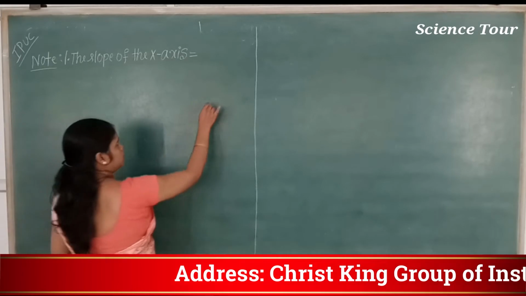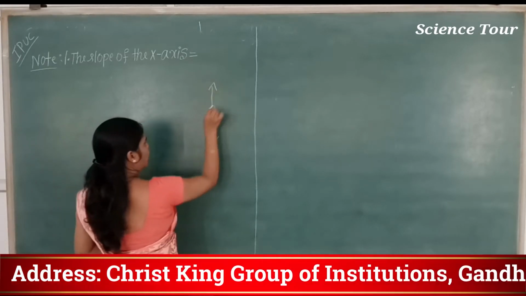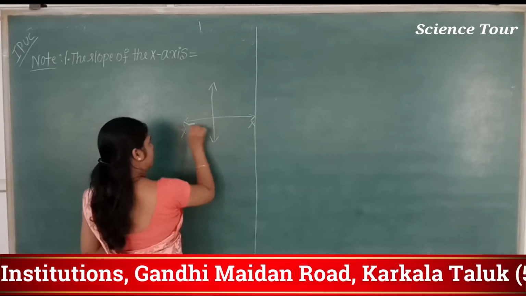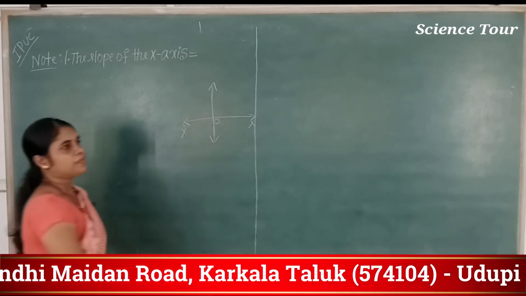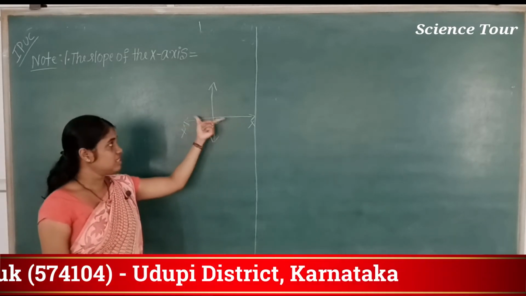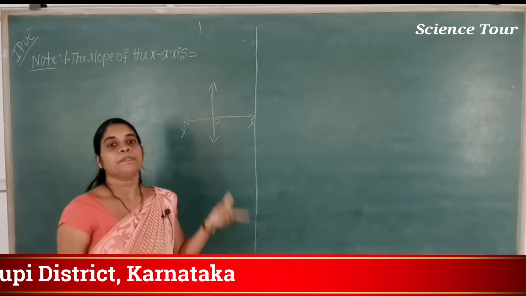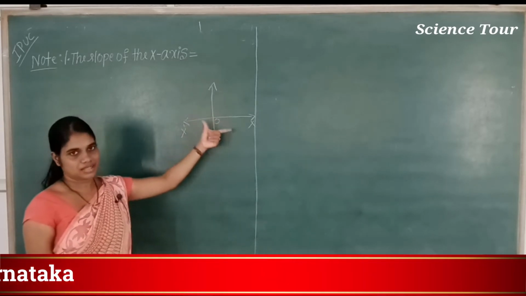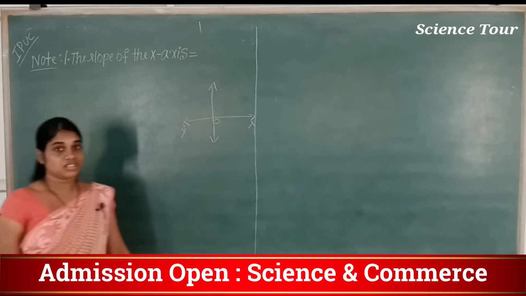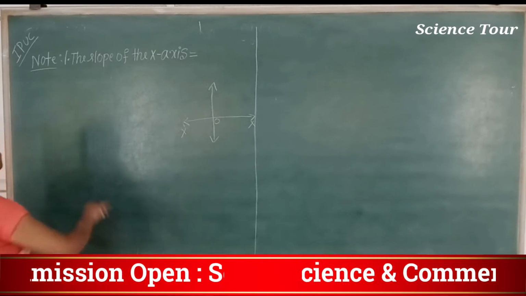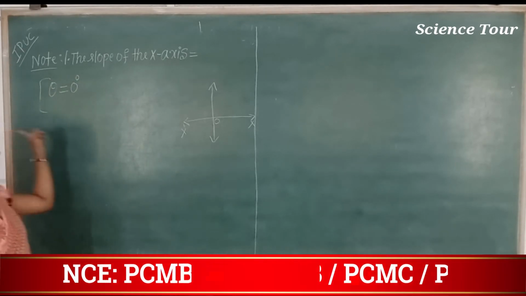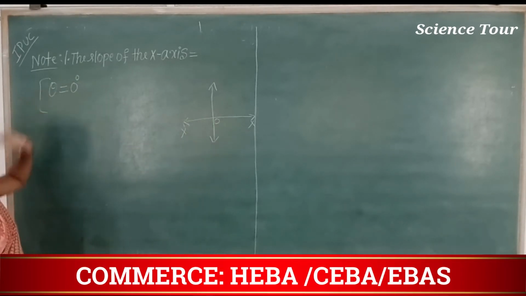See, suppose I consider this a coordinate system. So this is your x-axis, isn't it? So what is the value of the angle on the x-axis? That means what is the value of theta? The angle, or the inclination, of the x-axis is equal to how much? 0 degree. So theta is equal to 0 degree. Remember, the angle on the x-axis will always be equal to 0 degree.